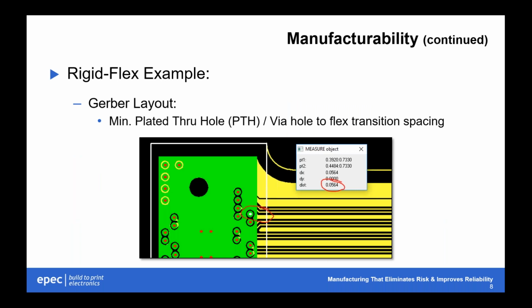And the last significant element of IPC 2223C as it applies to this example involves the Gerber layout element, specifically identifying that plated through holes or via holes have to have a minimum spacing to the transition from your rigid section to your flex section. All of these elements combined eliminate manufacturing issues and result in a completely reliable design.